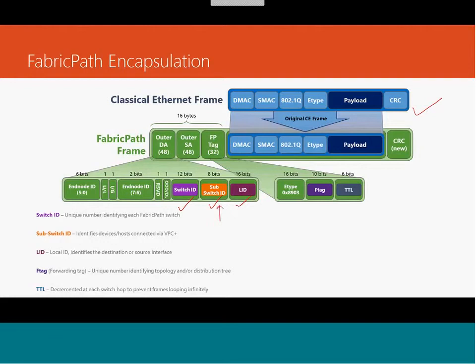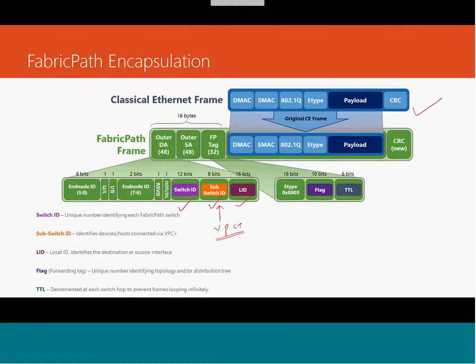The subswitch ID is generally used when you're running VPC plus. Otherwise, the subswitch ID value is always set to 0. If you are running VPC plus, it's only then this value is going to change. The switch ID is actually based on, now if the destination switch ID is a value, say 200, this value will be changed. Now the LID, I'm going to discuss in more detail.